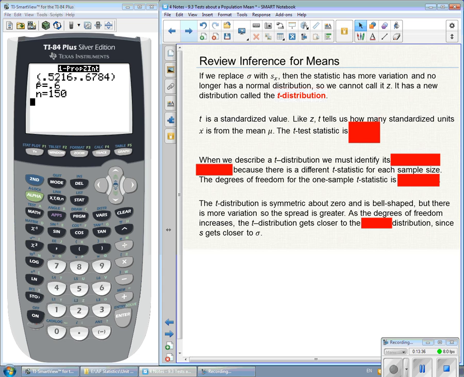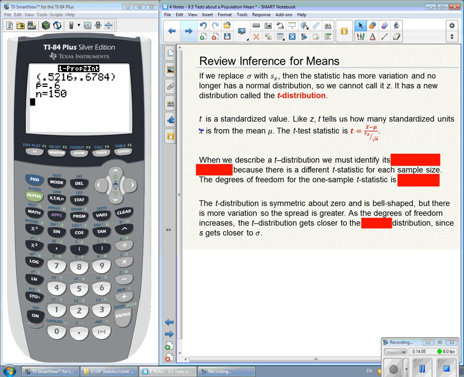T is a standardized value, just like z, and it tells us how many standardized units x bar is from the mean. The t-test statistic is calculated the same way that z is. You take your observation, subtract the mean, and divide by the standard error. So t is equal to x bar minus mu divided by the standard error, or s sub x divided by the square root of n.